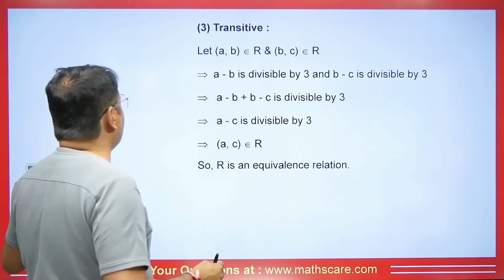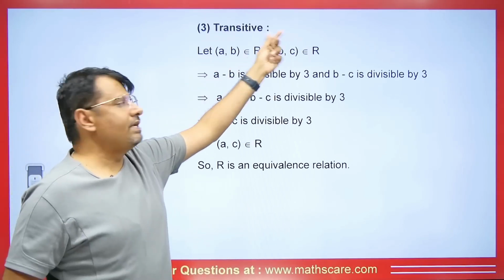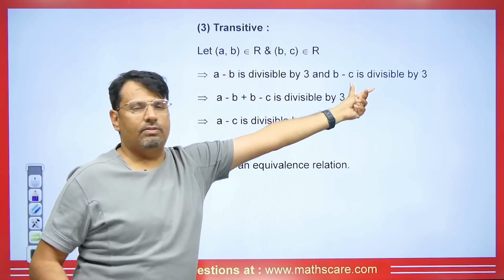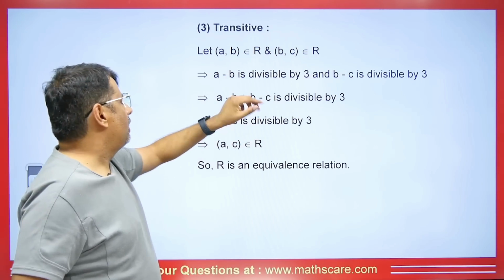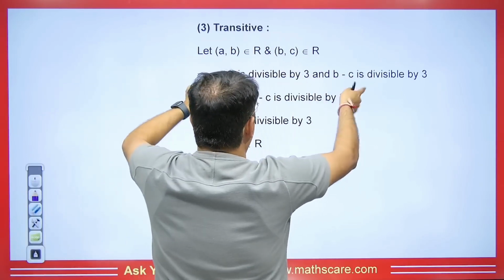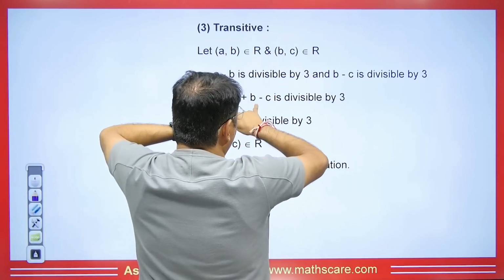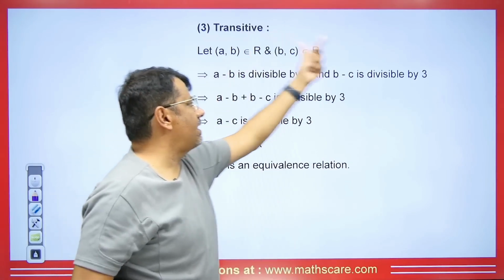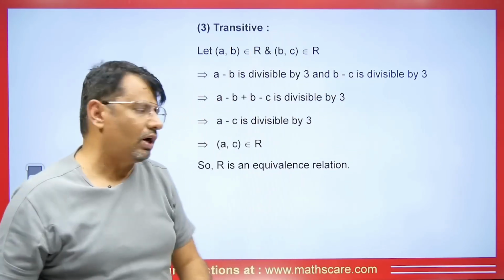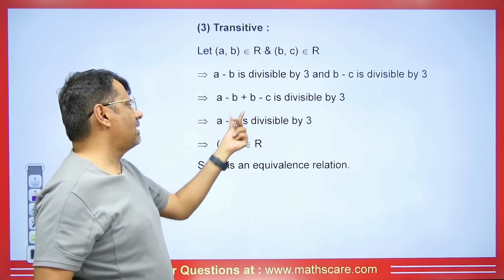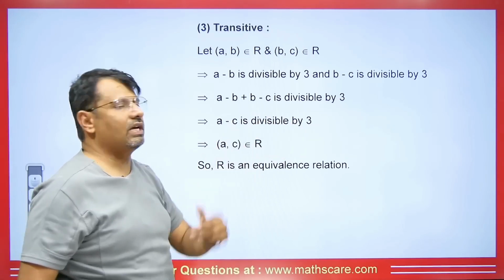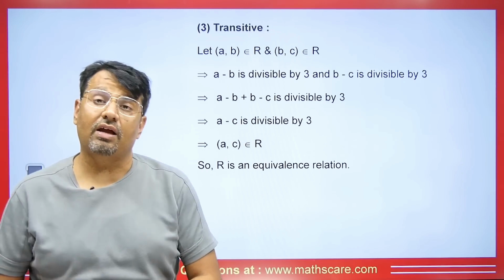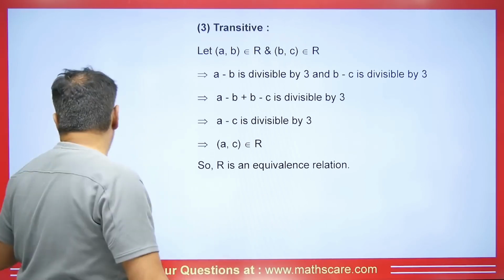If you want to prove it mathematically, then (A,B) and (B,C) belong to R. We know the difference between A and B is divisible by 3, and the difference B minus C is divisible by 3. If we add these two, then B gets cancelled out and it becomes A minus C. If this and this are divisible by 3, the sum will be divisible by 3. From this concept, we see A minus C is divisible by 3. This means (A,C) will go to R. This means that all three properties are satisfied, so R here will become an equivalence relation.